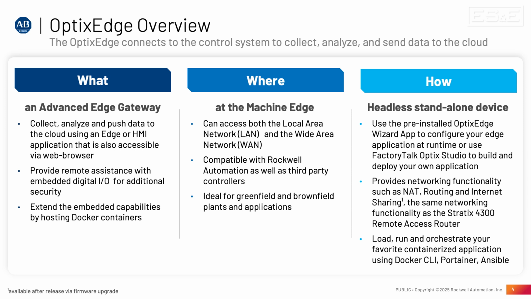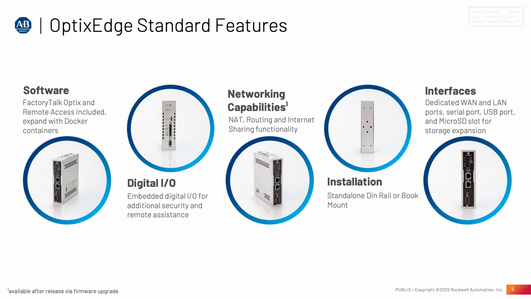So it does have network functionality, so you can NAT, route, internet share, things like that. And we also have a Stratix 4300 remote access router, and it has the same features as that router. So here is what the OptixEdge looks like. It's the super small box on the far left, and these are different images of it from different points of view. So like I said, the software is Optix. It includes remote access as well. All of our Optix devices include remote access.